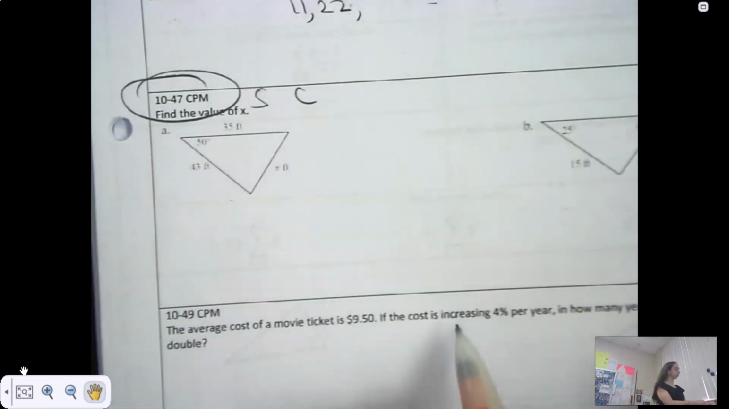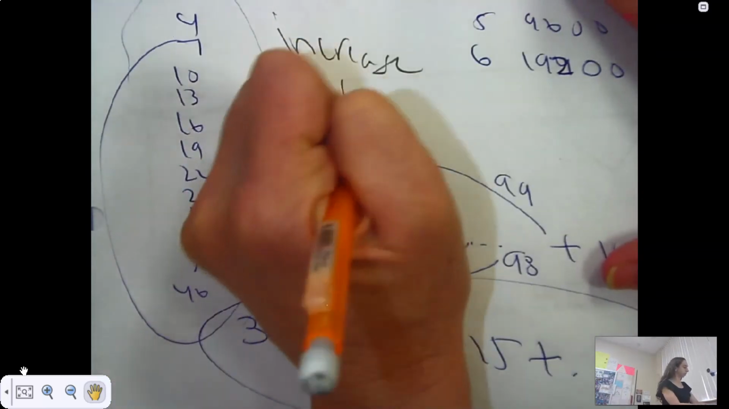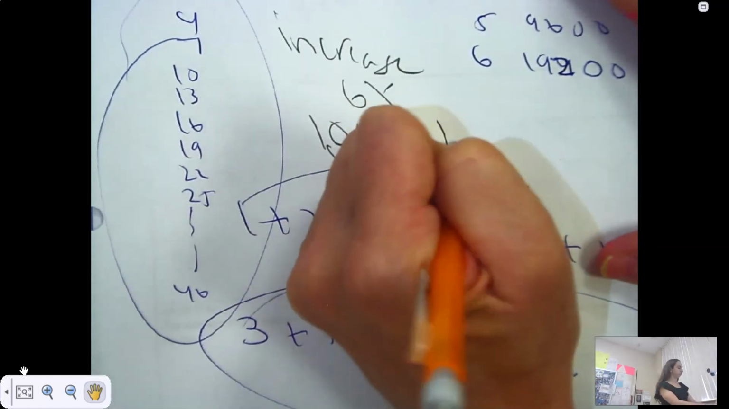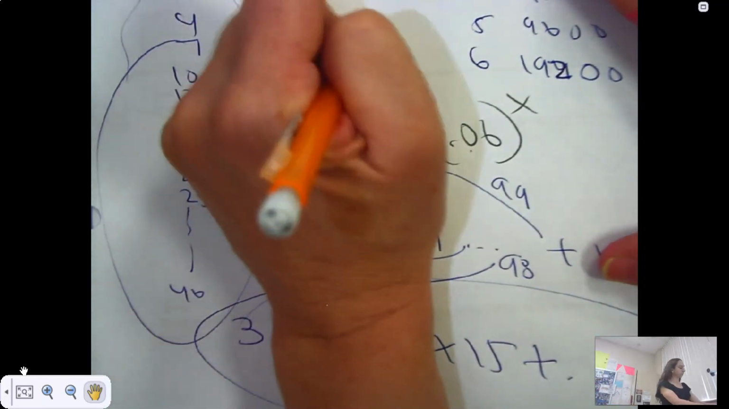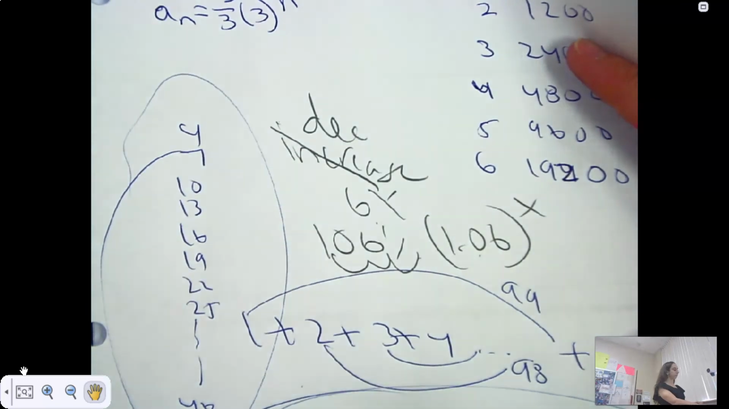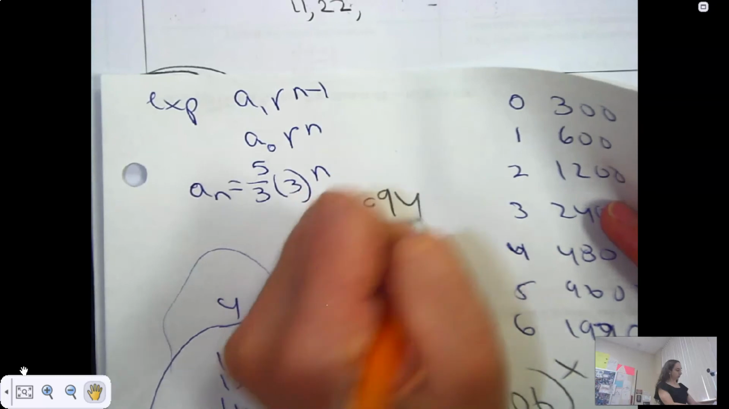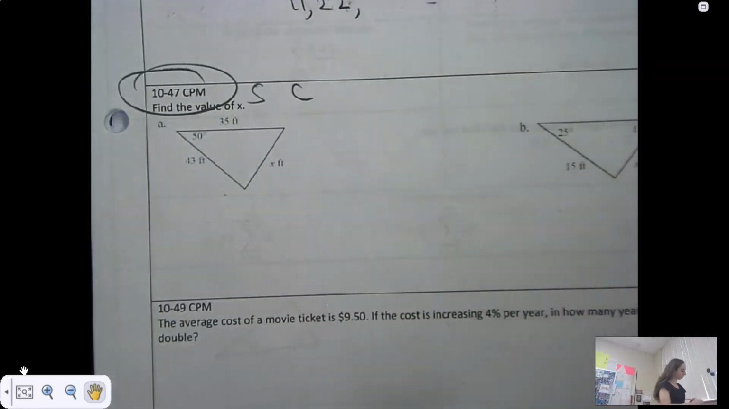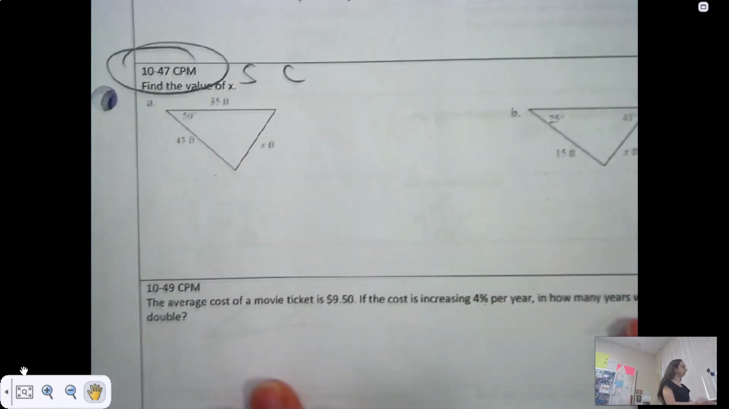This is increasing at 4%. Let me remind you, if you increase something exponentially at a rate, let's say, of 6%, it's really 106%, which is 1.06. That is your ratio. If it decreases by 6%, that means you're not at 100% anymore. You're at 94%. That means your ratio would be 0.94. So now it can help you with that one. Okay. Doesn't mean it's easy, but it might make it easier.